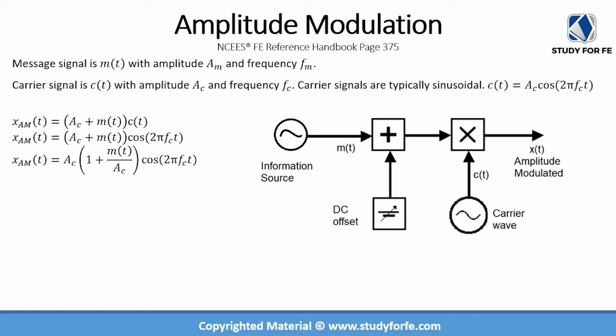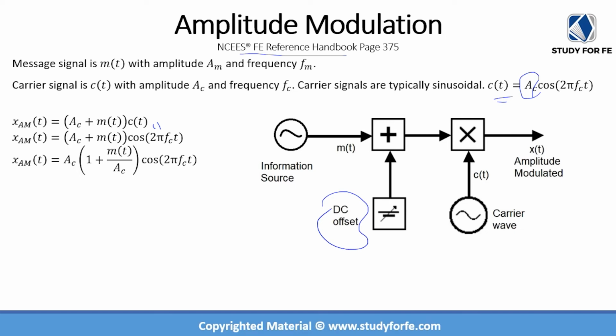Now I will show you 2 different derivations. For the first derivation, which is this one, we will assume that our C of t is equal to cosine 2 pi FCt, and the actual amplitude of this C of t is embedded as part of the DC offset. I want to explain how the equation in the NCEES FE reference handbook is derived, because it will help you better understand amplitude modulation. And there are 2 ways of looking at that equation. This is the first way, where we basically assume that C of t is equal to cosine 2 pi FCt.